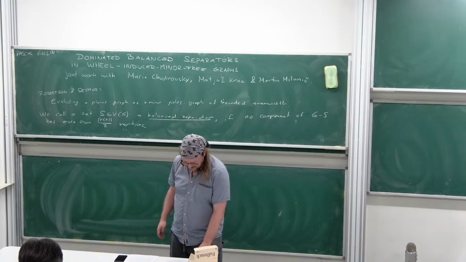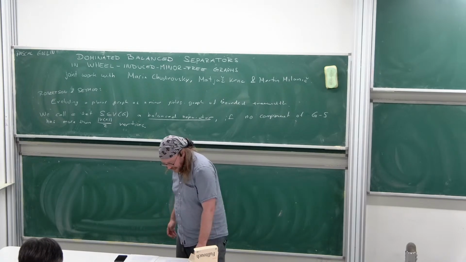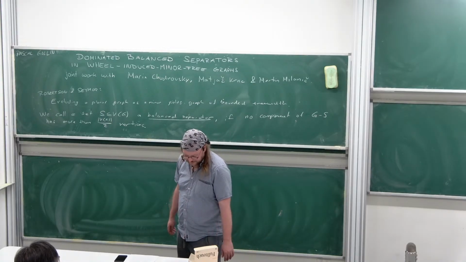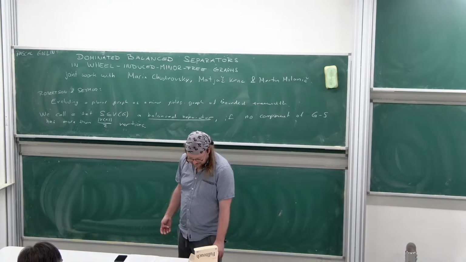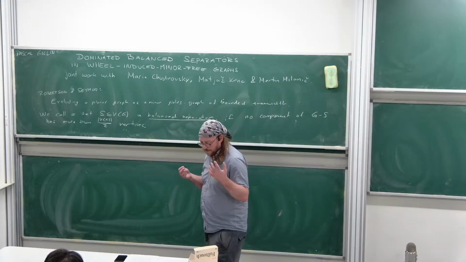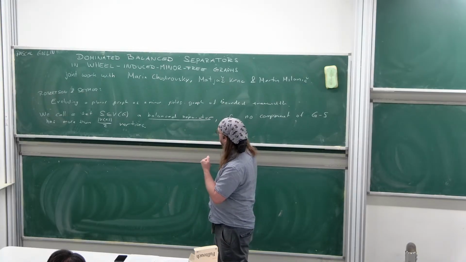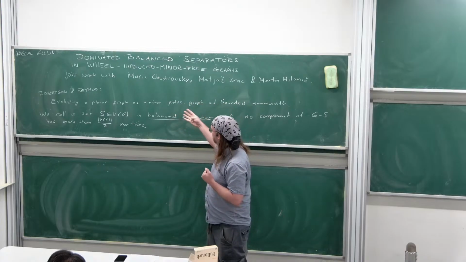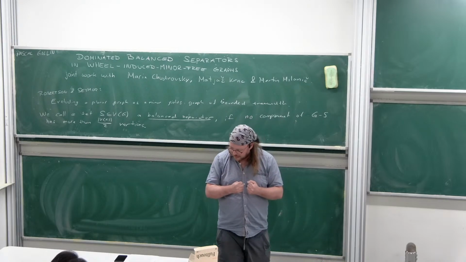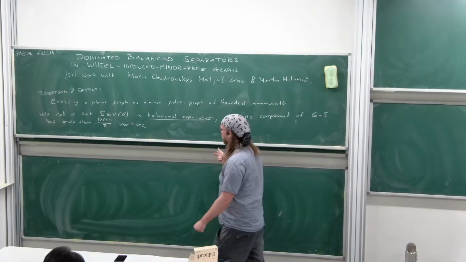So many of the basic ideas were there, and then from a result of Dvořák and Norin, it's also a bit more hands-on. From their results, we can also say that if small balanced separators exist in every subgraph of our graph, then the tree width is bounded. So that's the reverse.